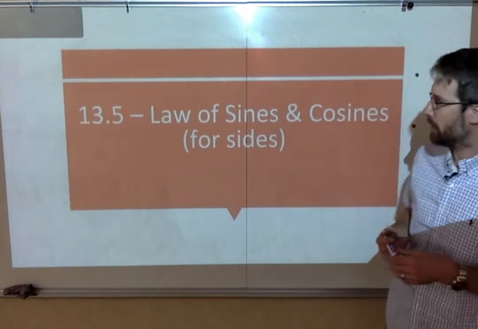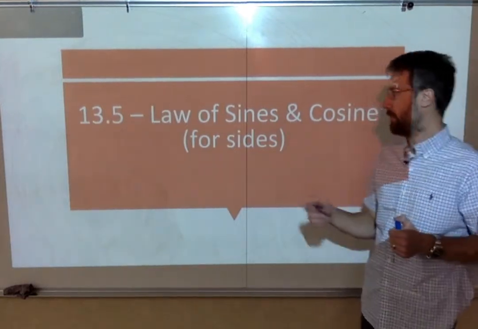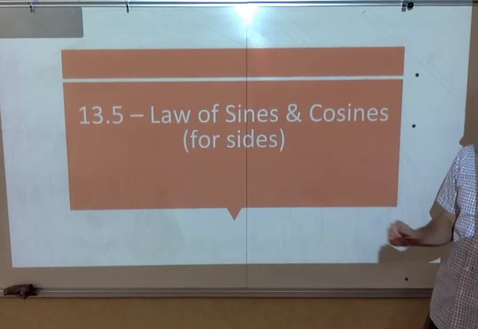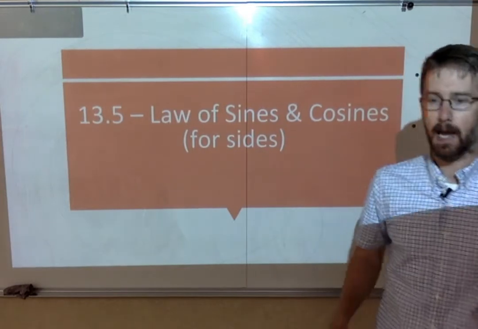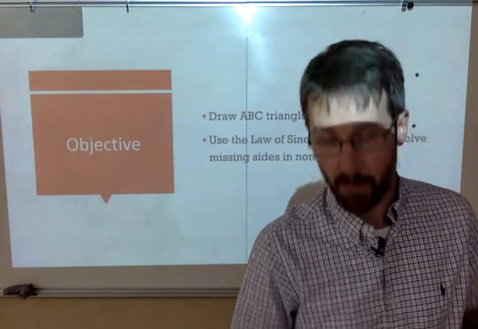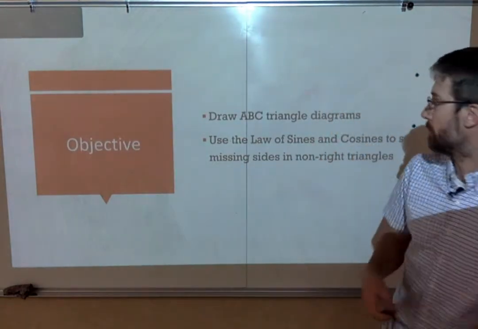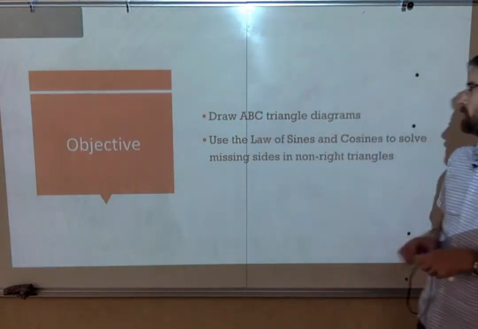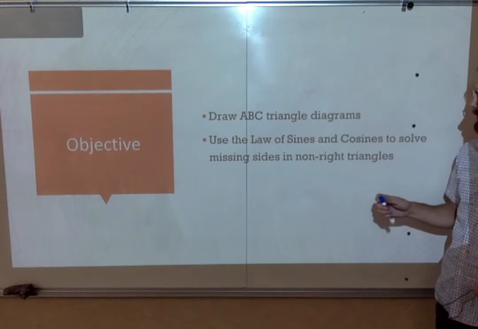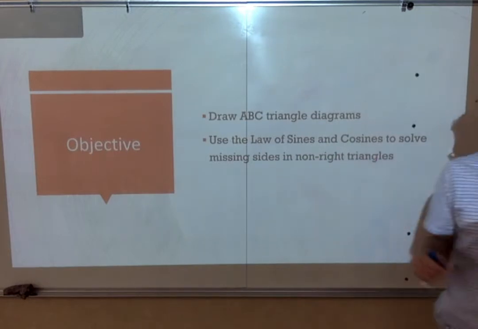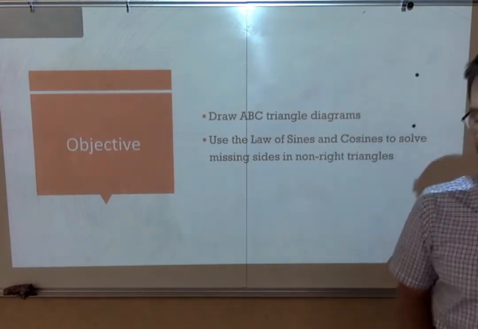Hey guys, Mr. Gran. Today is 13.5, Law of Sines and Cosines for finding missing sides. Today we'll be finding missing sides, tomorrow's will be finding missing angles. So for today, we're drawing ABC triangle diagrams, learning how to do that, and then using the law of sines and cosines to find missing sides in non-right triangles.